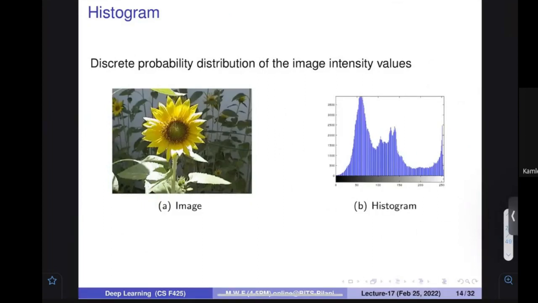Now I'm going to tell you another thing, something called the histogram. What is the histogram? A histogram is a kind of probability distribution of the image intensity values. It is a probability distribution of the image intensity values. What do I mean by this?